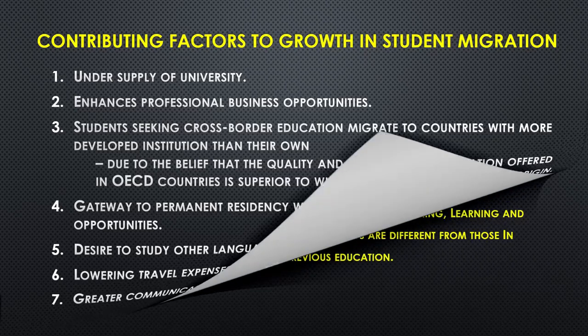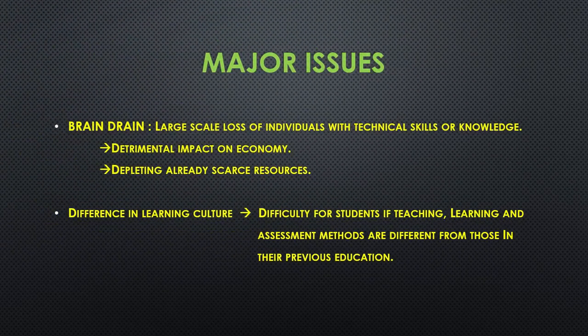Next are the major issues that can arise due to student migration. It's more like the demerits of migration and study. There is a situation called brain drain, which means large-scale loss of individuals with technical skills or knowledge. So the loss of students from sending countries can have a rather detrimental impact on the economy by depleting already scarce resources. Next point, that is the difference in learning culture.